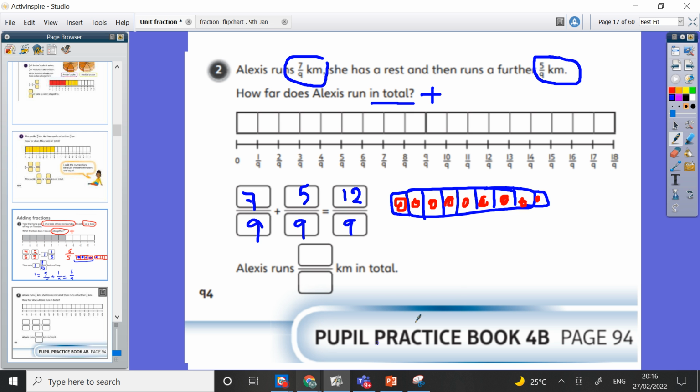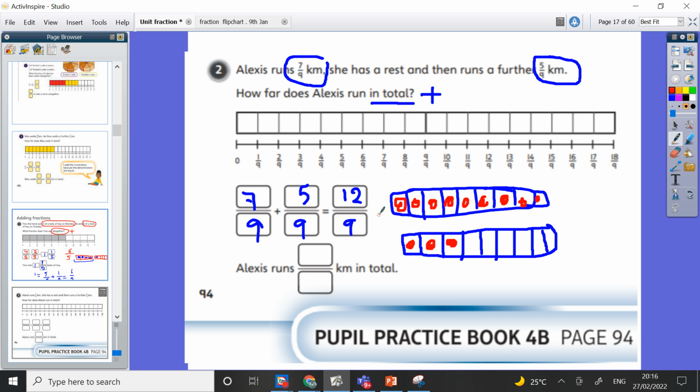No. So I have to make another bar with 9 parts. The parts must be 9 because what is the denominator? That is the total parts. 1, 2, 3, 4, 5, 6, 7, 8, and 9. So I have to shade 12 parts in total. How much did I shade already? 9. So 10, 11, and 12. So now I shaded 12 parts out of 9 parts.